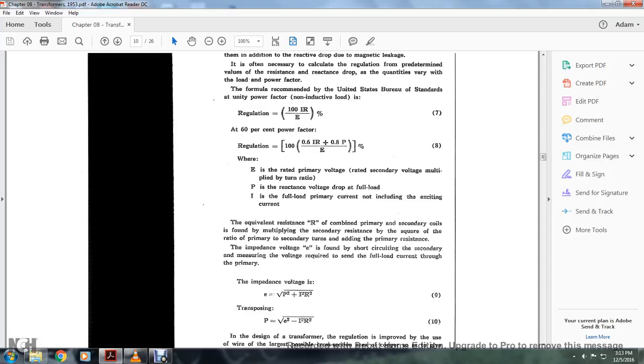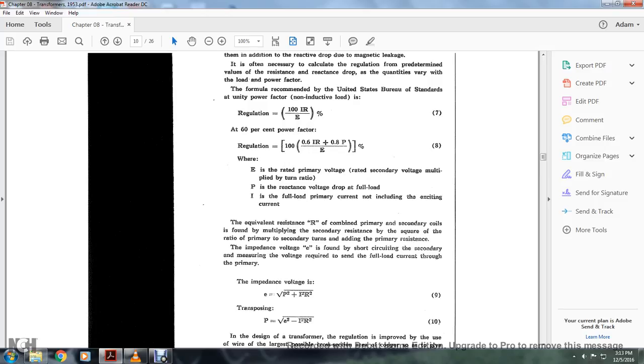The formula recommended to the United States Bureau of Standards for a unity power factor, non-inductive load is: regulation equals 100 times IR over E, which is the percentage. For a 60% power factor, regulation equals 100 times (0.6 IR plus 0.8 IX) divided by E, where E is the rated secondary voltage multiplied by the turn ratio, that is, the rated primary voltage.